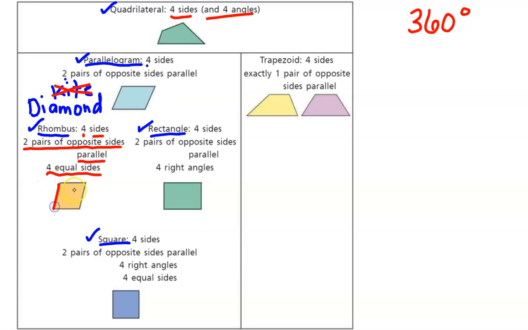So yes, these two opposite sides are parallel, and these two opposite sides are parallel. But also, if you were to get out a ruler and measure all of these, they would all four be the exact same size. Okay?